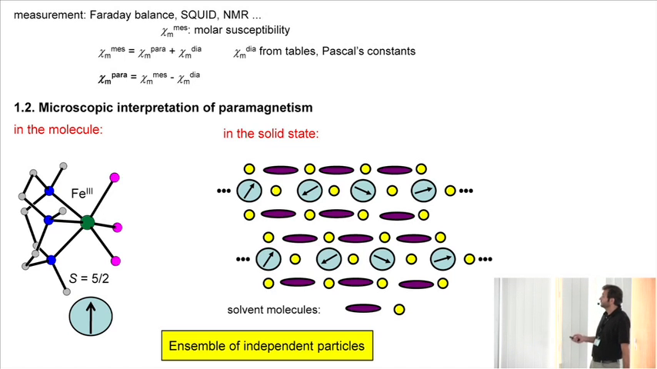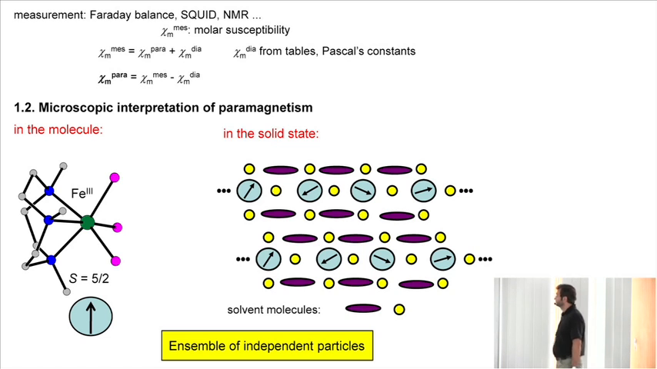And if we are in a solid state, we don't have one molecule, we have thousands, millions of molecules. So this is a very simple, pictorial way to symbolize the solid. Here we have our compounds, our iron(III) complexes. In between we have solvent molecules, or if we have ionic compounds, counter ions. And the magnetic moment of this complex and its neighbor don't talk to each other. They are independent. That means this magnetic moment and this one are not correlated. There is no preferred orientation.